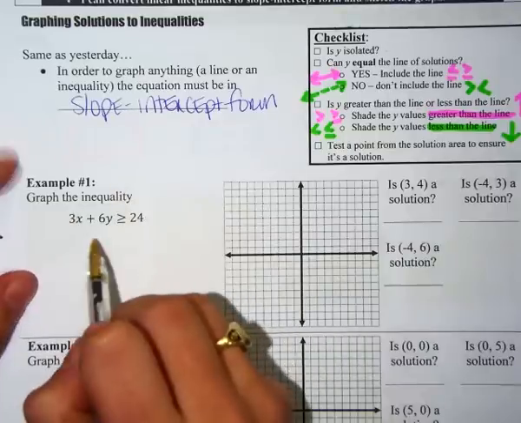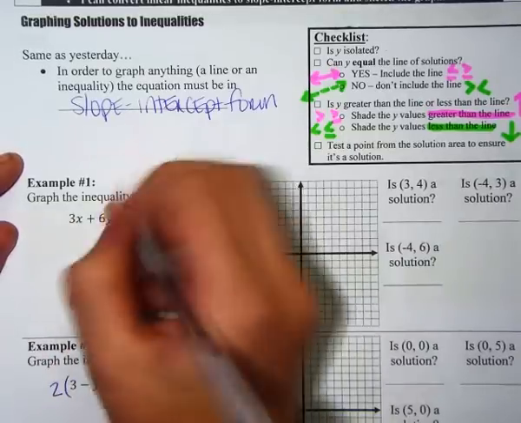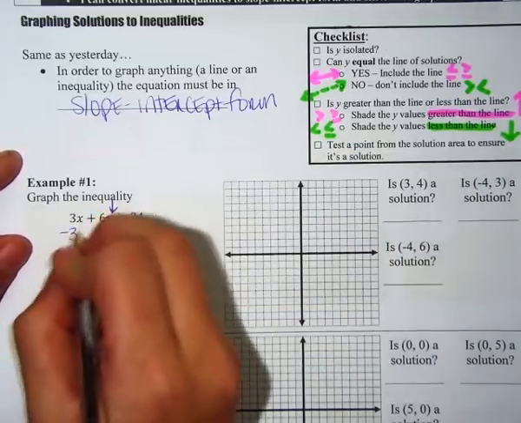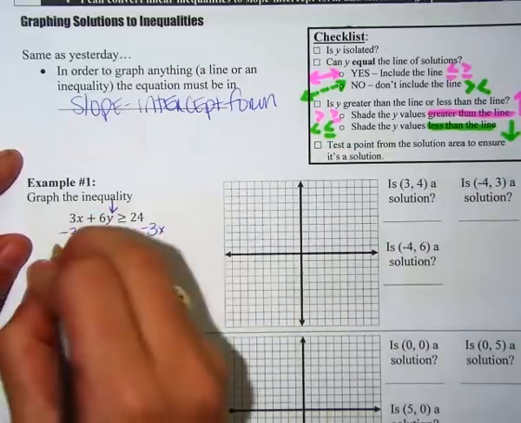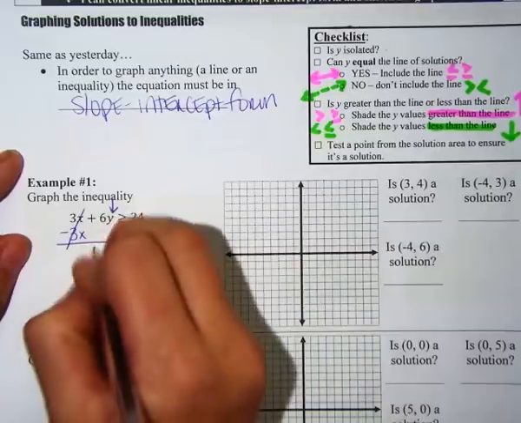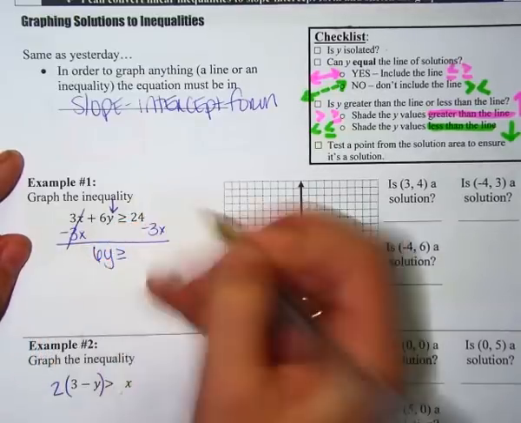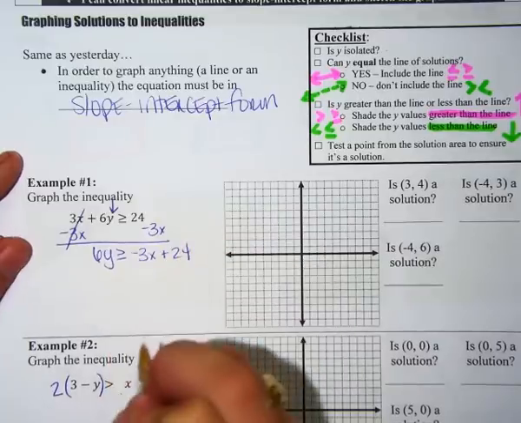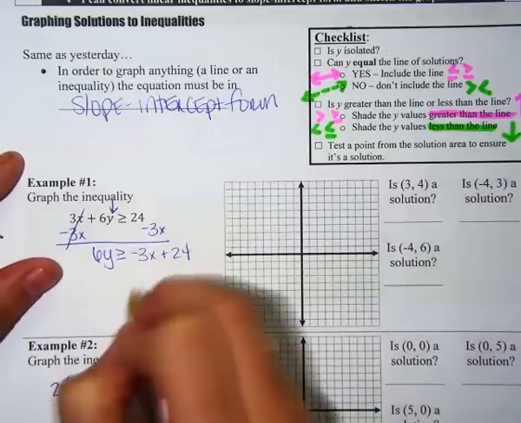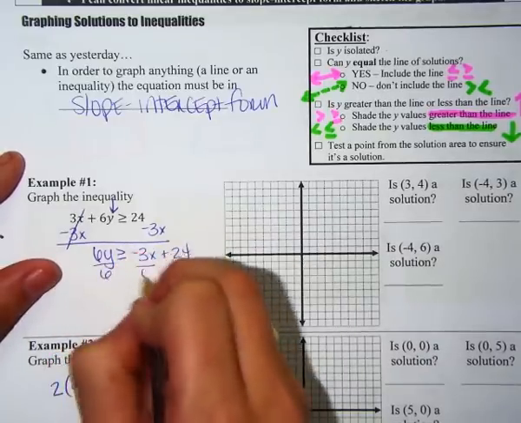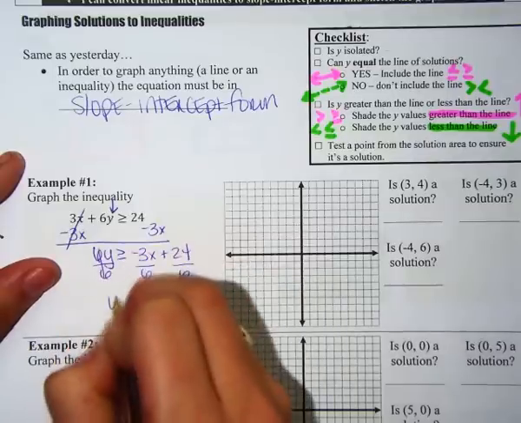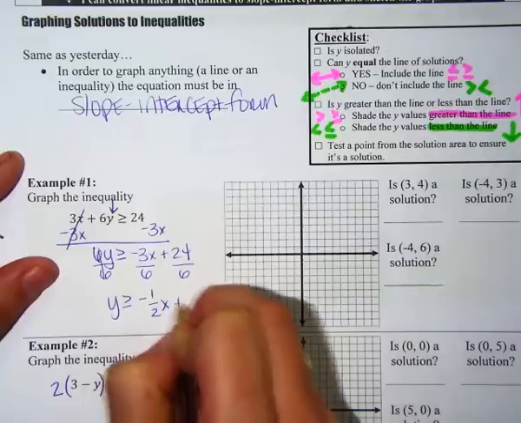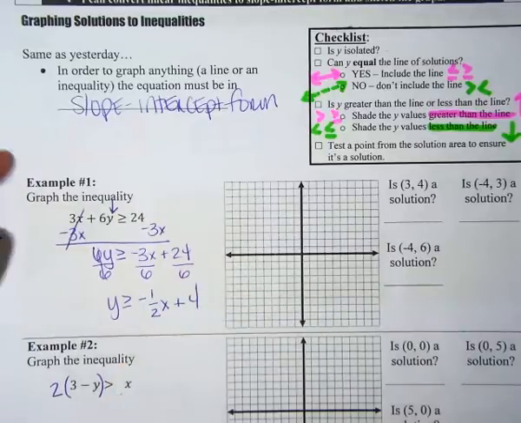This is not in slope-intercept form, so we need to get it there. And that means that we need to isolate y. So we'll first move the other term by subtracting it from both sides. We're left with 6y is greater than or equal to negative 3x plus 24. Just like an equation, if we want to isolate y, we'll divide by 6. Y is greater than or equal to negative 1/2 x plus 4.